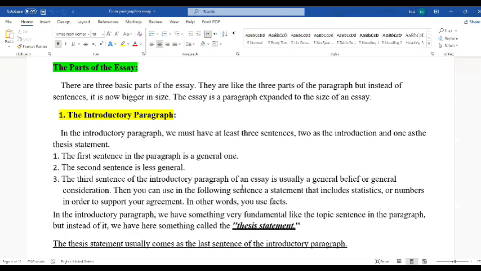So please pay attention when you write an essay. Don't forget to write a thesis statement. Don't forget to write a simple, clear and direct thesis statement, because if you don't have a thesis statement in your essay, your whole essay will not be correct. Okay, is it clear?